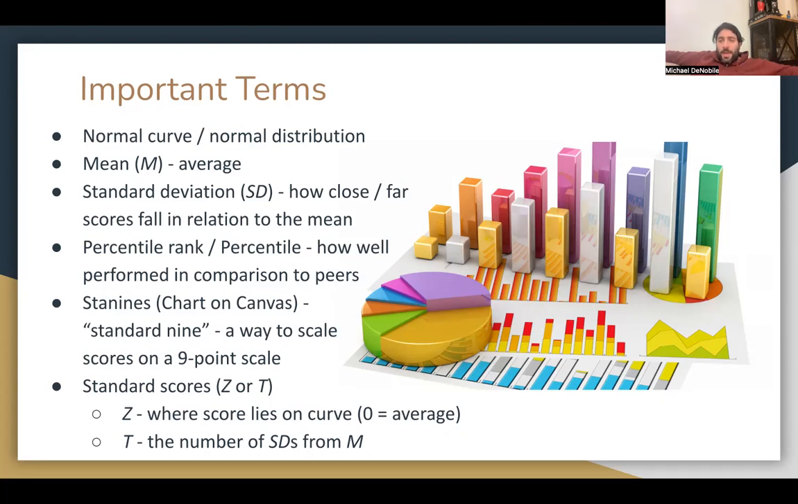So this is where we sometimes get confused with percentile rank. Percentile rank is not the score. Percentile rank is how you performed in comparison to your peers.